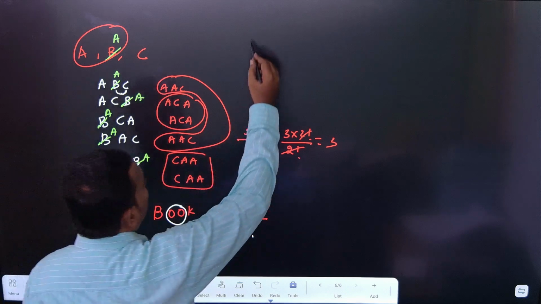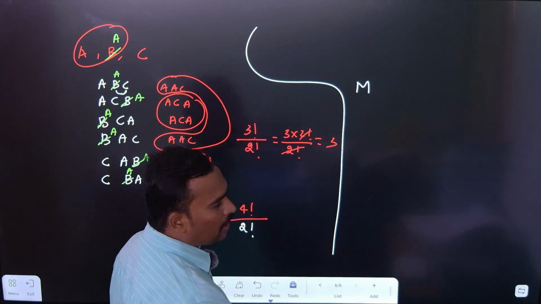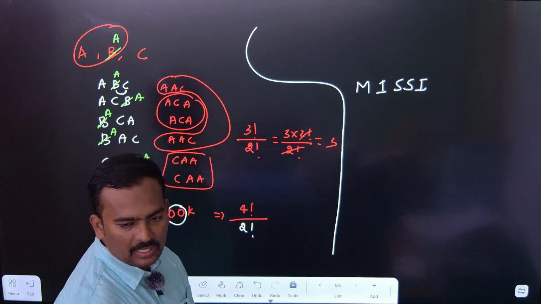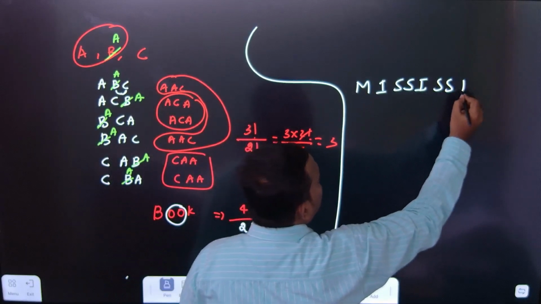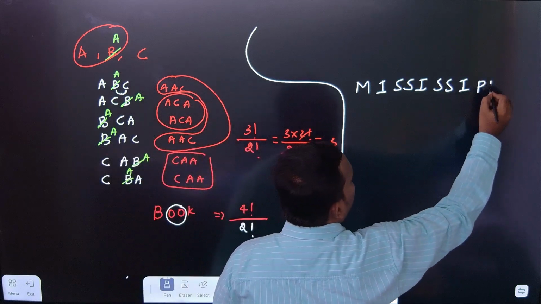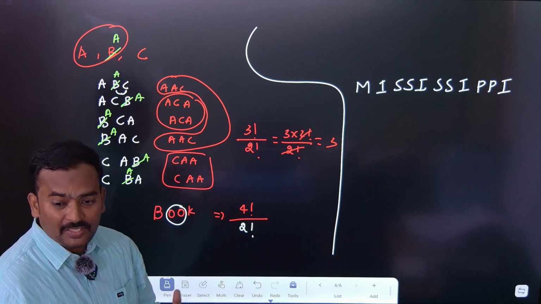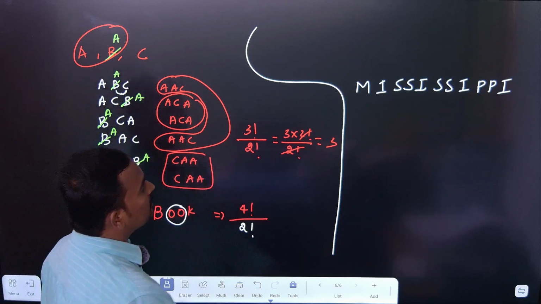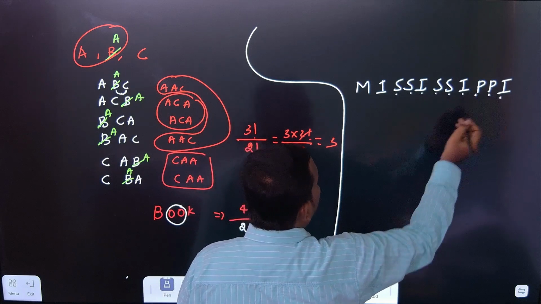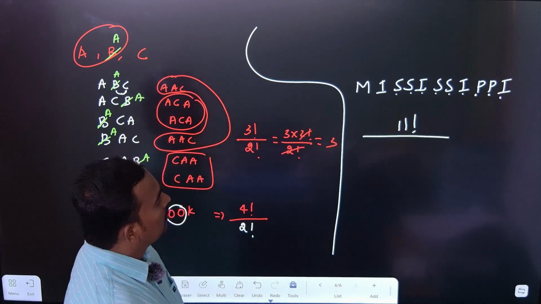Let us take one simple example. Mississippi. Let us take M-I, S-S-I, double S-I, S-S-I, P-P-I, right? This is your Mississippi. How many ways to arrange them? You can see 1, 2, 3, 4, 5, 6, 7, 8, 9, 10, 11. So, 11 letters are there, therefore 11 factorial. Okay.